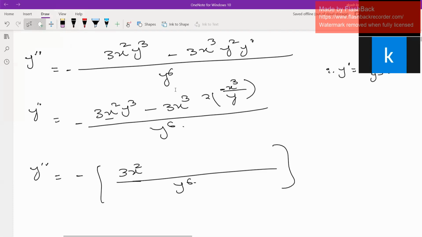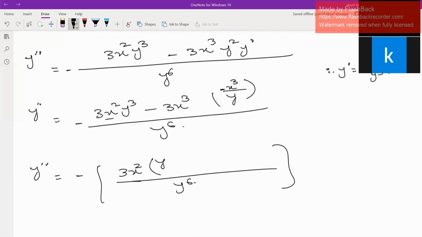And yes, it is only left y: in 3x cube y square, the y square is cancelled out, so it's only left y. And y square over y cube is cancelled out, so we are left with only y. Okay, let's take the common now.